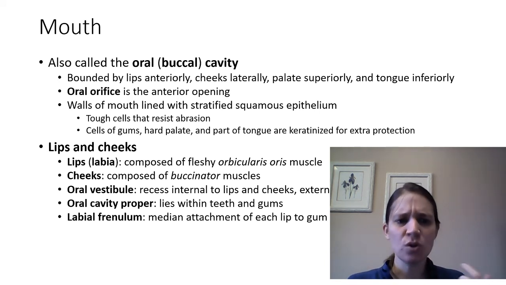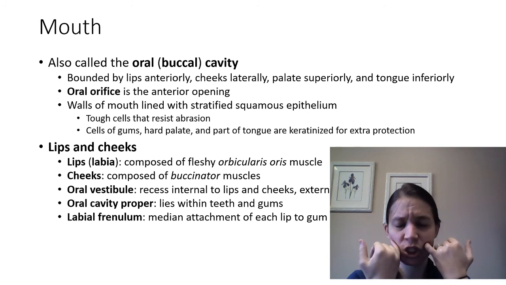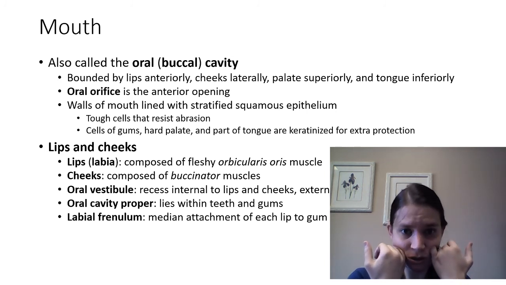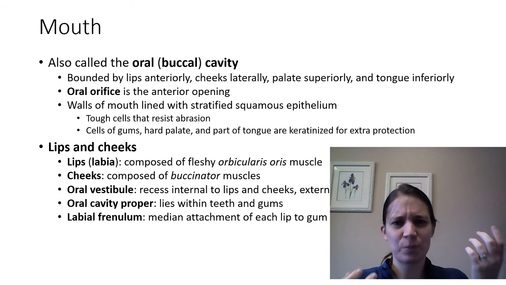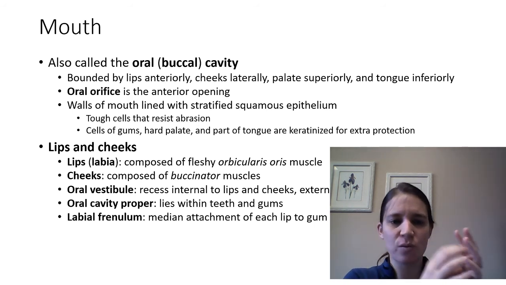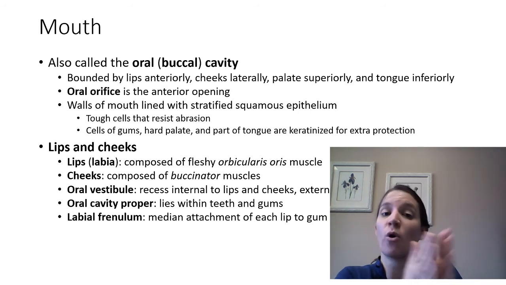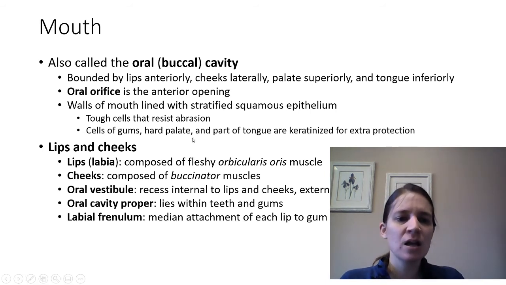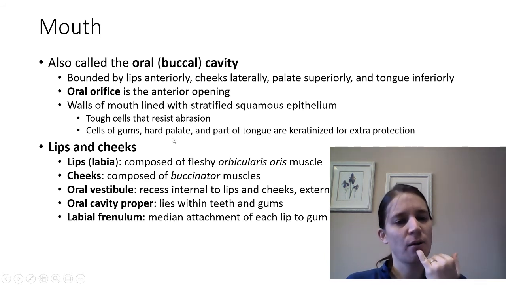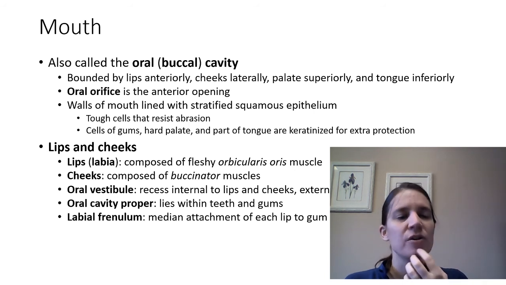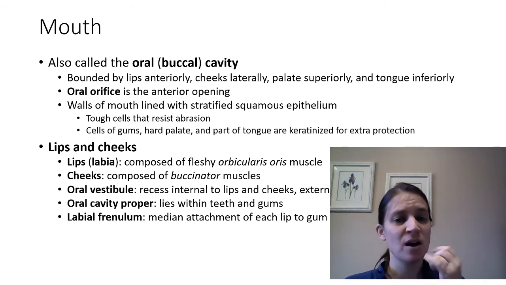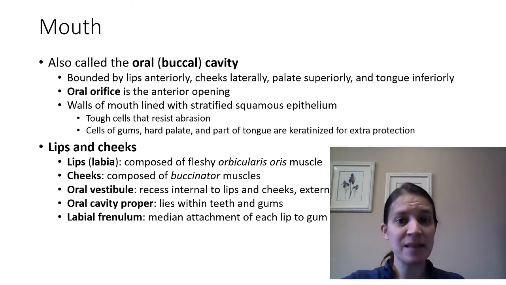On the inside of your mouth, you've got stratified squamous epithelial tissue, right? So lots of layers, because you're forever chewing and putting things in your mouth, and bits of that tissue get sloughed off, right? So you want multiple layers. They're pretty tough cells, actually. And then if you go around and poke your face, your gums, your hard palate, parts of your tongue have keratin in them as well to make them extra tough. Your lips and cheeks are made of muscles.